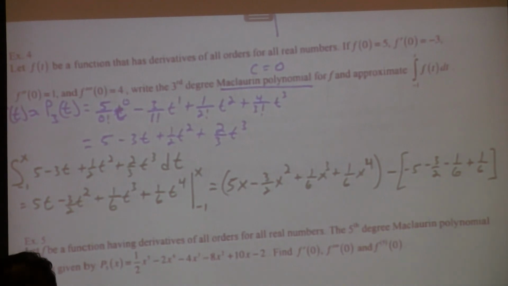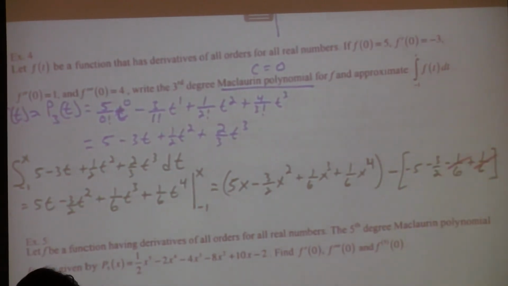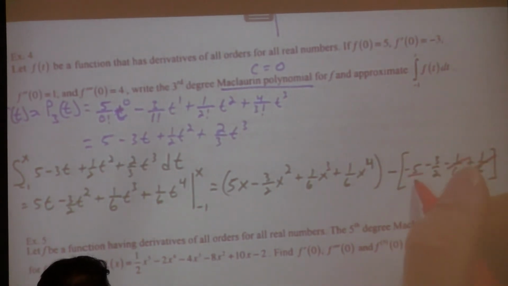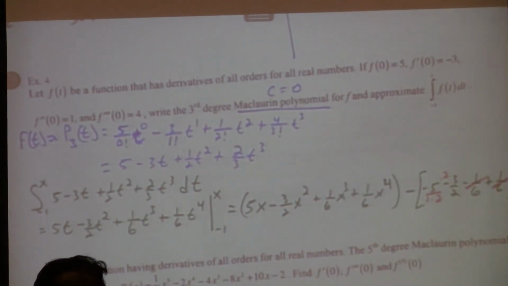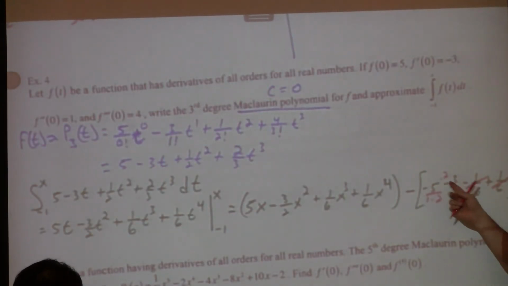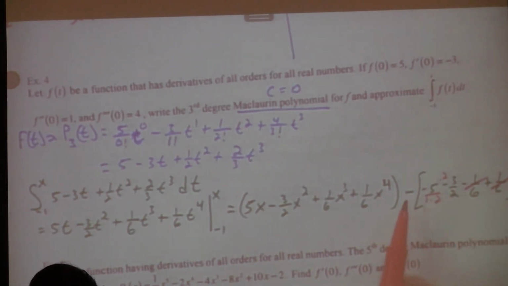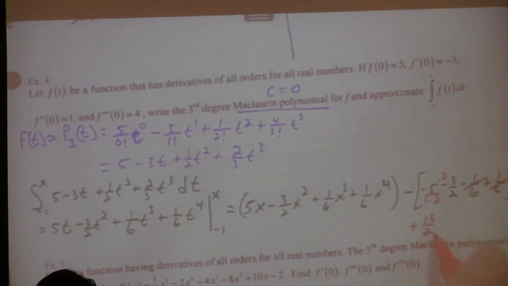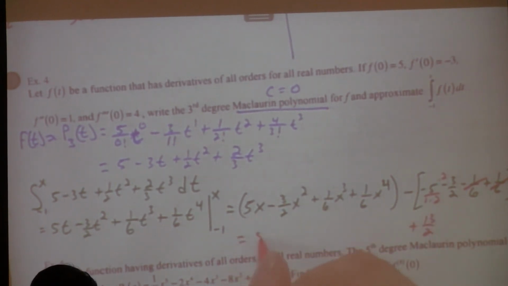So what goes away? 1/6. Can we actually add those two together? Common denominator would be what? 2. Negative 5 times 2 is negative 10 minus 3. Negative 13 over 2, but then they minus it, so it becomes plus 13 over 2. And then we basically just bring all this down, right? Because there's nothing to put him together with.